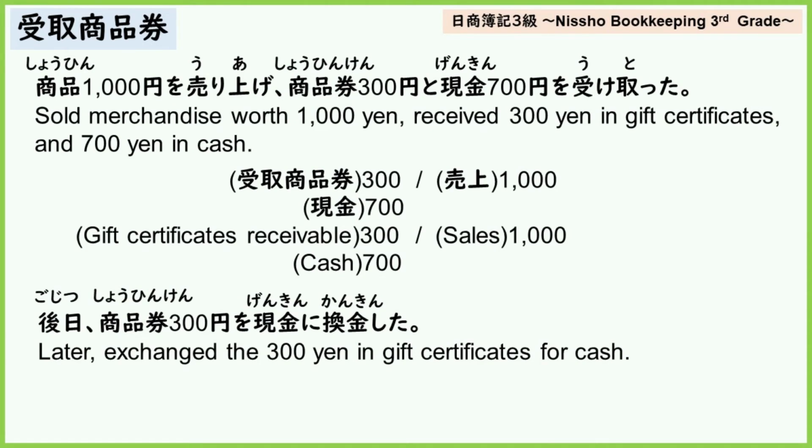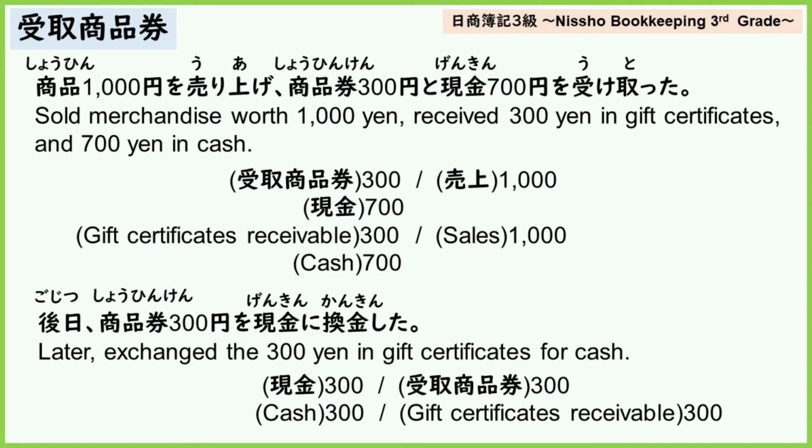Later, exchanged the 300 yen in gift certificates for cash. The journal entry is debit, cash 300. Credit, gift certificates receivable 300. Since the gift certificates receivable have been used up, we will credit them to offset and eliminate the balance.